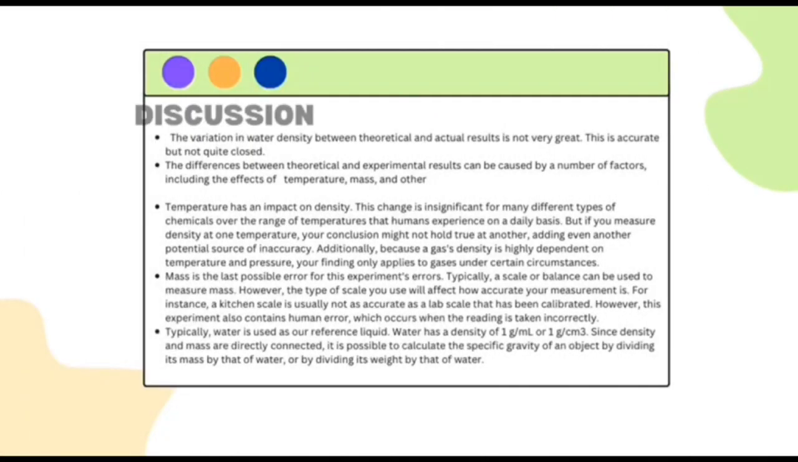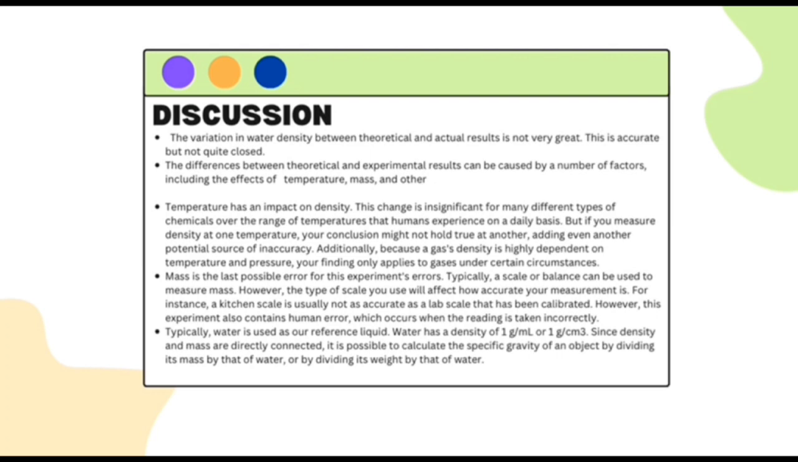For discussion, the results that we obtained during the experiment are actually quite close to the theoretical value. The difference between theoretical and experimental results can be caused by a number of factors, including the effect of temperature, mass, and others. Temperature has an impact on density. The relationship between density and temperature is inversely proportional to each other. If the density is increased, the temperature will decrease.